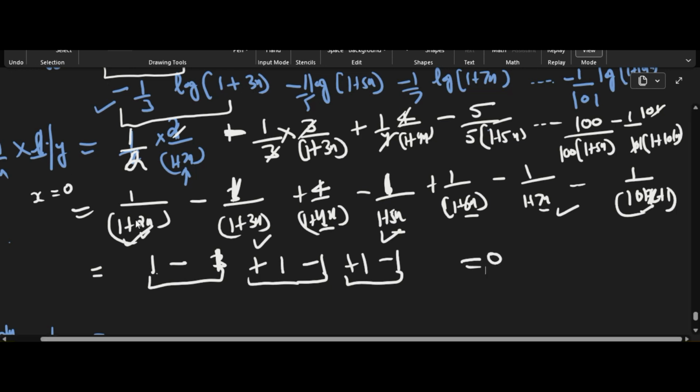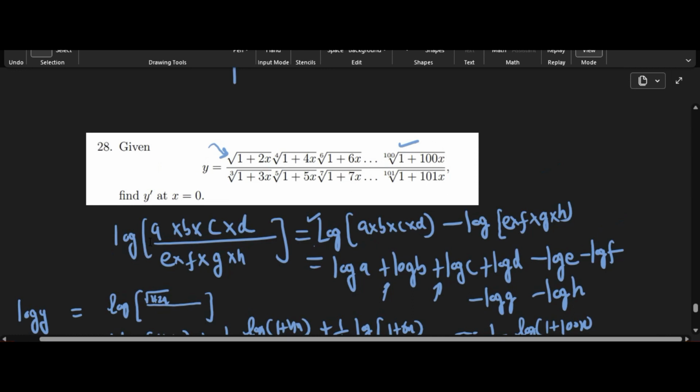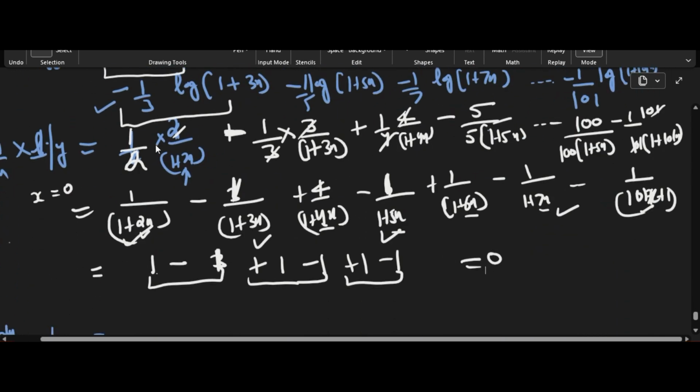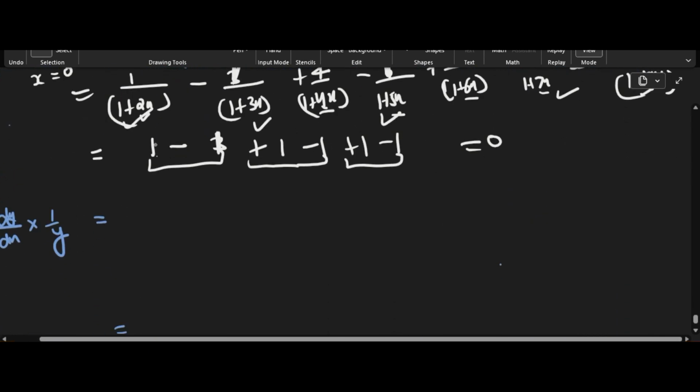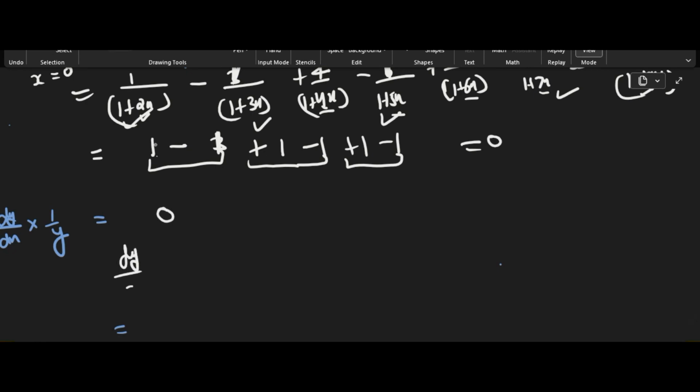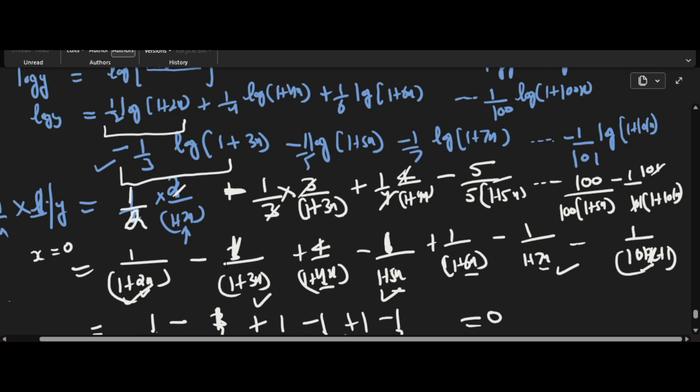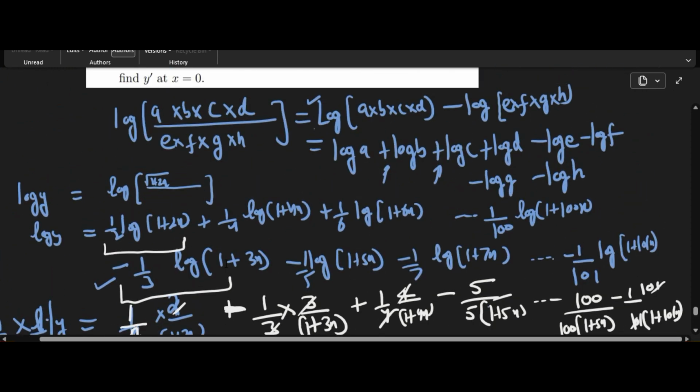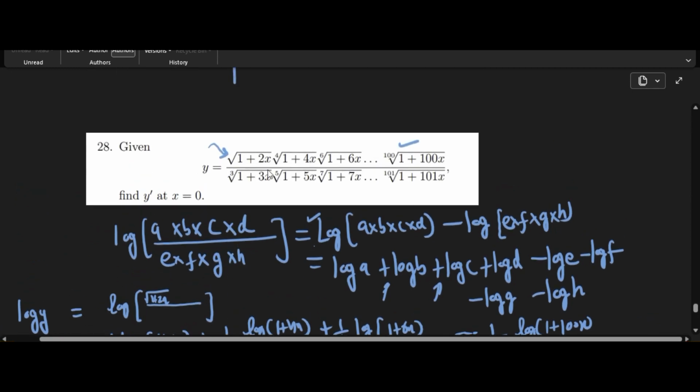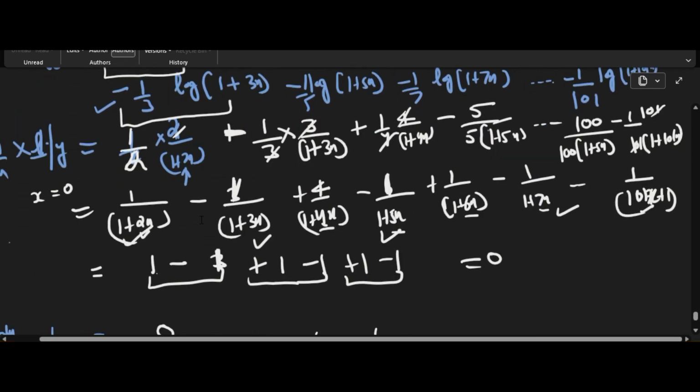And let's see what needs to be proved. We have to find y dash at x equal to 0. So you can see dy by dx into 1 by y is equal to 0. So dy by dx is equal to y into 0, and dy by dx, which is y dash, is equal to 0, right? This was a fairly straightforward question because the only thing was the properties of logs being used, right? So I took the log, it became very simple for me to take the values.